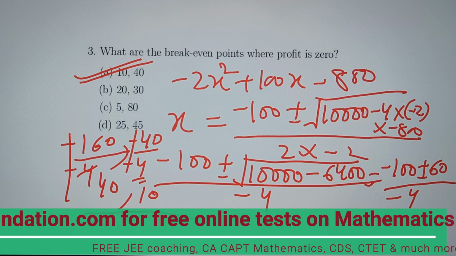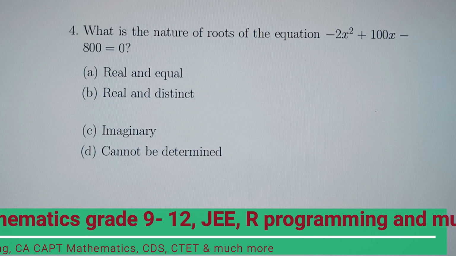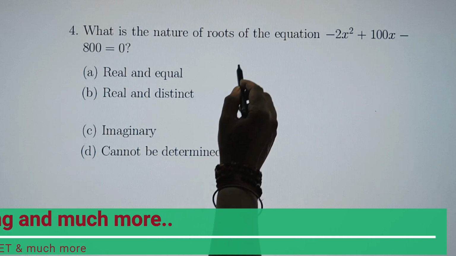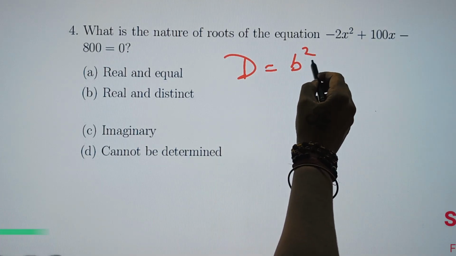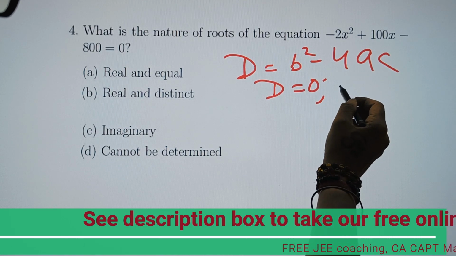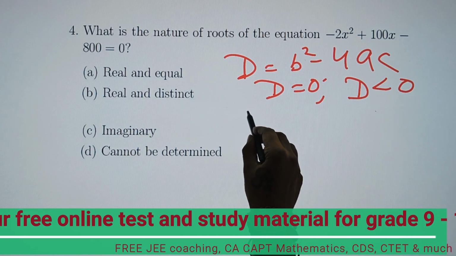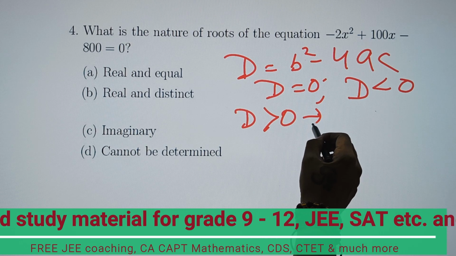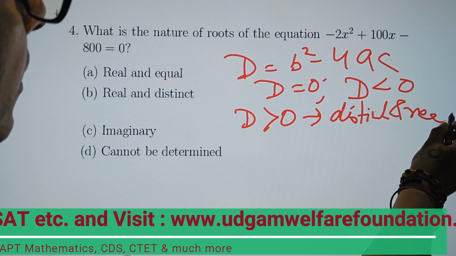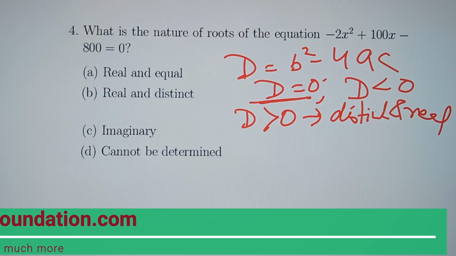Now let's move towards question number 4. So students, here we have our question number 4, which states what is the nature of the root of this particular equation. So nature of the root depends on the discriminant d, that is b square minus 4ac. So if d is equal to 0, then it is real, and if d is less than 0, then it is non-real root, and if d is greater than 0, then roots are distinct and real roots. Distinct and real.